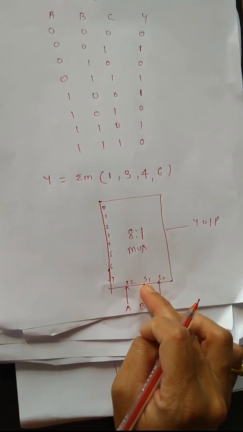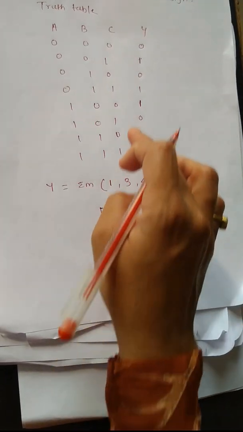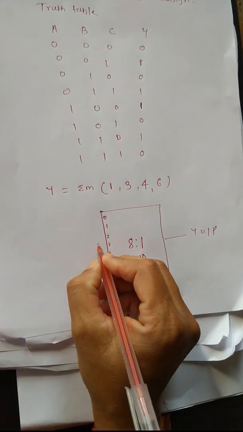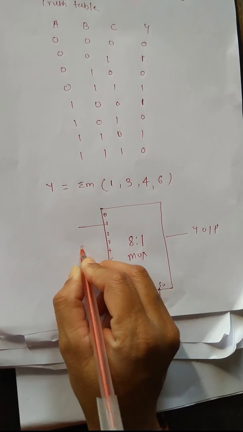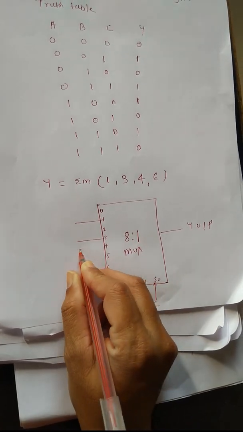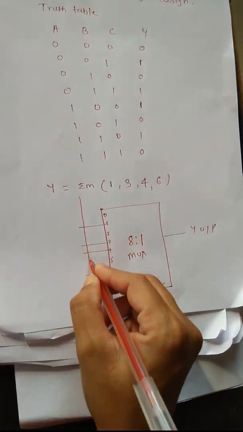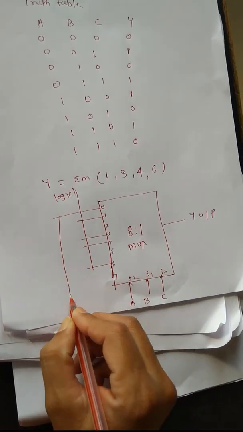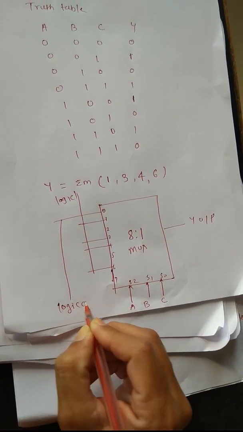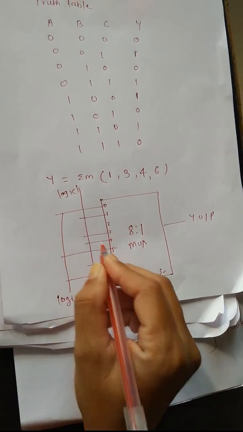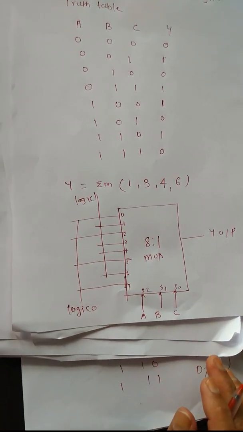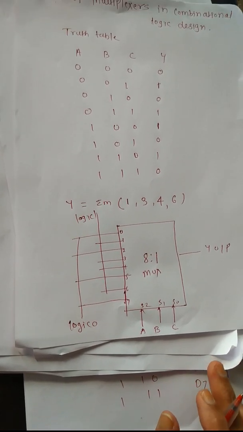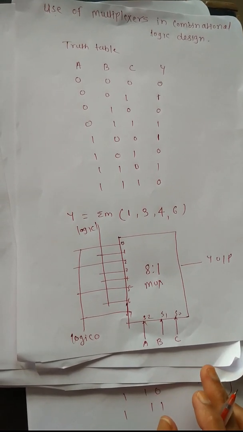A, B, C input from the truth table. And from this truth table, there are many terms: 1, 3, 4, 6. These are connected to logic 1, and the remaining lines are connected to logic 0. That's 7, 5, 2. These lines are connected to logic 0. This is how we design the multiplexer in a combinational logic diagram.